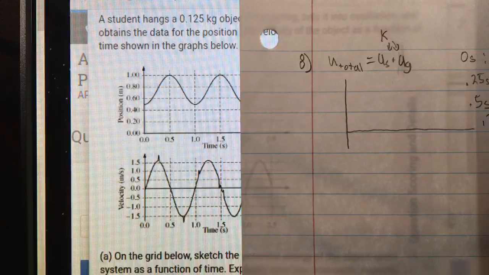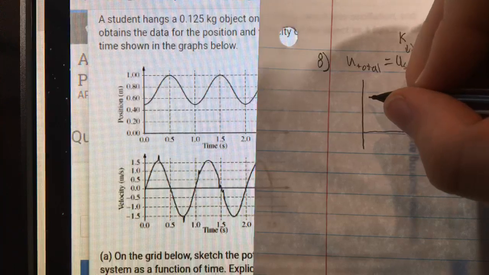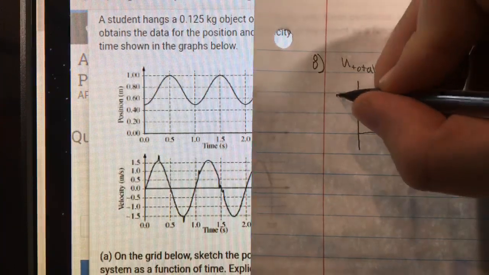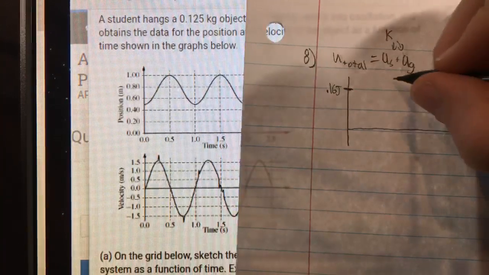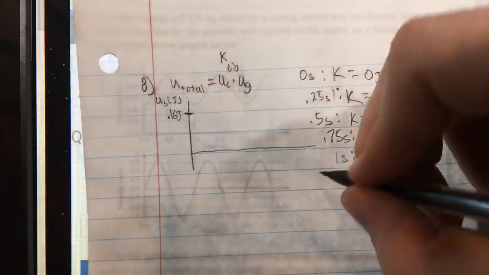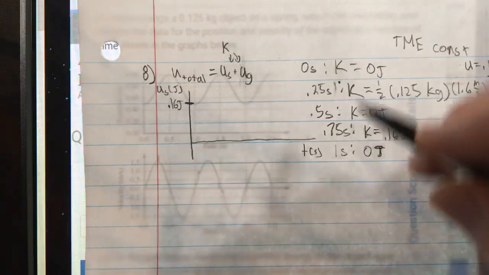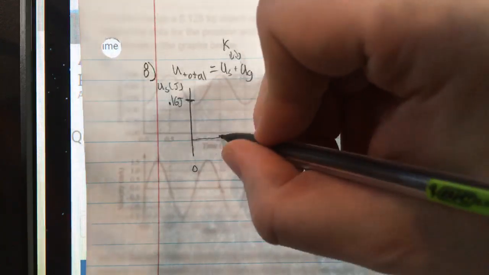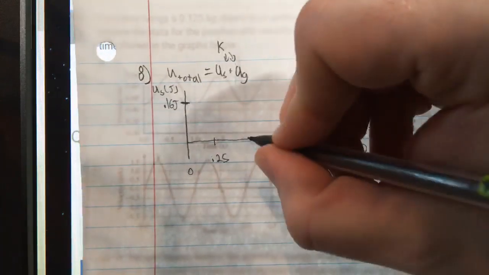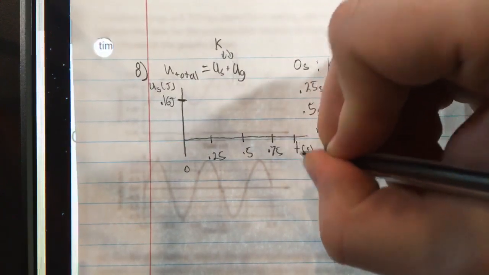All right, so just kind of a simple sketch because this is going to be a repeating graph. So we go down to 0, mark our points up here. So we'll just say this is 0.16 joules. We have our spring potential energy in joules. We have our time in seconds. Significant moments in time for at least one cycle are going to be this. So I have 0 seconds, then we're counting by 0.25s. 0.5, 0.75, 1.